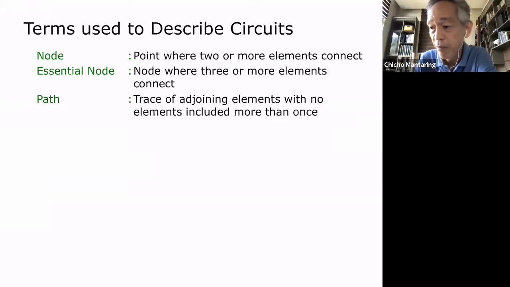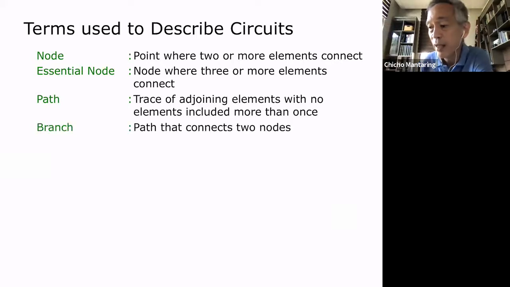A path is a trace of adjoining elements with no elements included more than once. So I have elements that are next to each other. Okay, a path is a trace of adjoining elements, but no element should be included more than once. And a branch is a path that connects two nodes. So any element that connects two nodes is considered a branch.